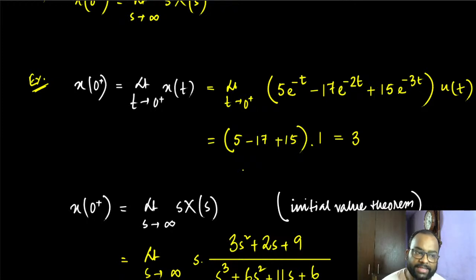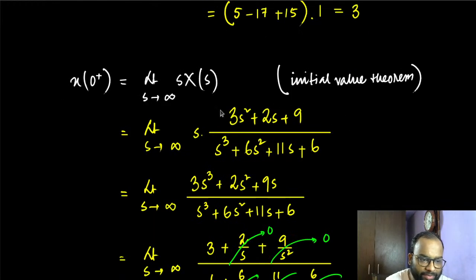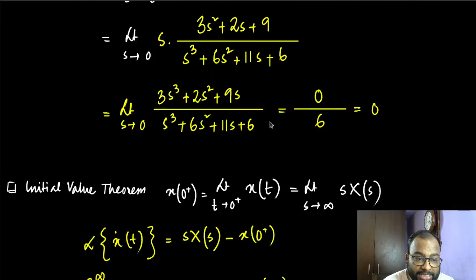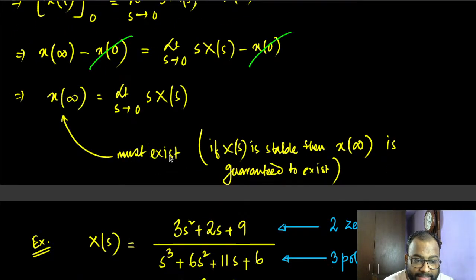Just to mention, this initial value theorem is more liberal, so it is applicable to any transfer function or any Laplace function like that. There is no such complicated condition. But for the final value theorem, this condition must be satisfied: the system X(s) should be a BIBO stable system. So that is the condition for the final value theorem.